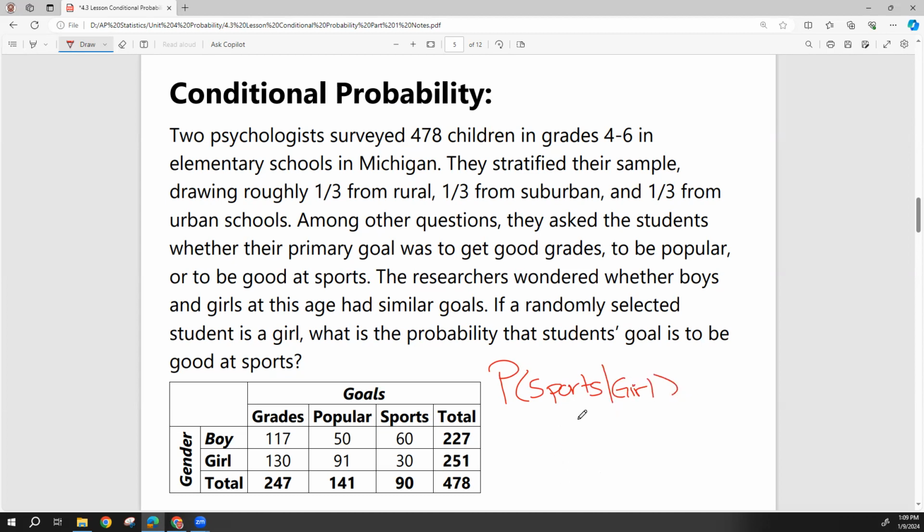And so there's a couple ways to do this. Since we have a table, there's an alternate method, but let's use the method from above. We need the probability that they are a girl. And you could use letters here. And sports is the most important thing. And we're going to divide by the probability that we would select a girl out of the whole group.